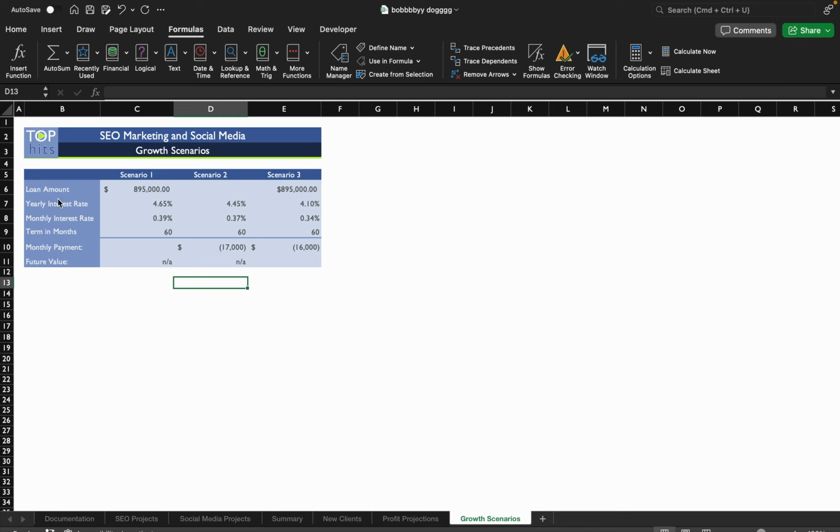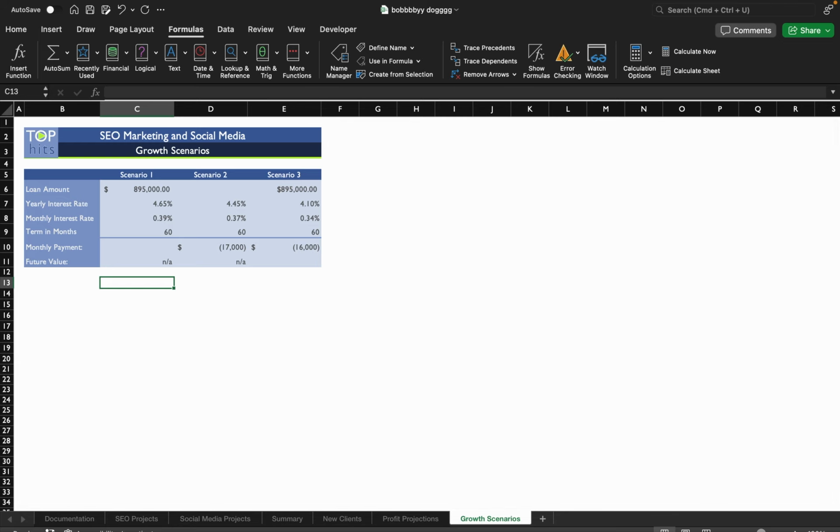Basically, it's going to assign those defined names based off of these. So now you know that the yearly interest rate is this, the monthly interest rate is this. If you click this, it'll mean this is what it's going to assume that you're referring to.